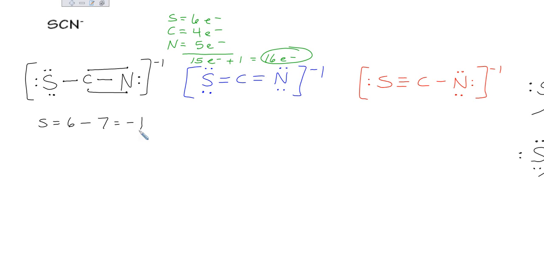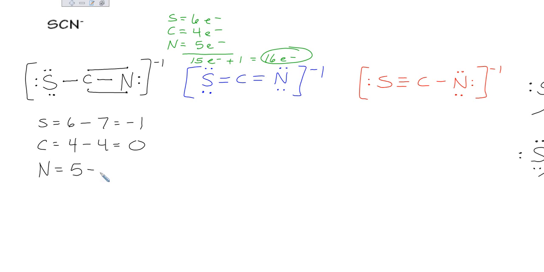Now we go through with the next guy. Carbon normally has 4 valence electrons. I've given him 4. He's got 2, 4, 6, 8 electrons, which is good. He's got an octet. But then we split those evenly between the atoms in the bonds. So 4 of the electrons go to carbon, 1 went to sulfur, and the other 3 will go to nitrogen.